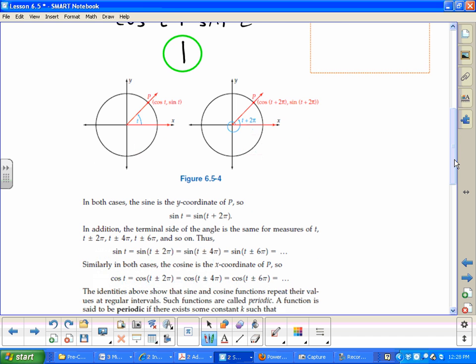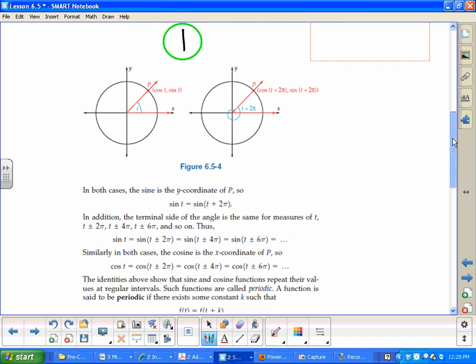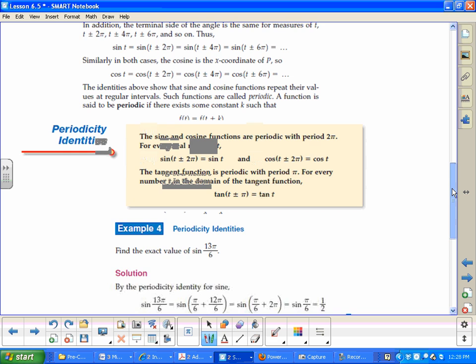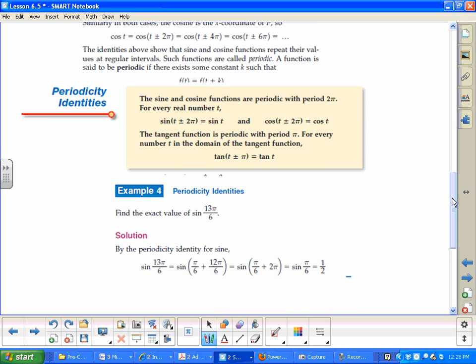Now, other identities. Okay. There are also periodic identities, or what they call periodicity identities, which basically are similar to what we've looked at before, just that if I add or subtract 2 pi to any angle, where do I end up? Right back at that same spot in the unit circle. The one thing we didn't focus on at all, we didn't look at tangent. Notice for tangent, it says plus or minus pi.